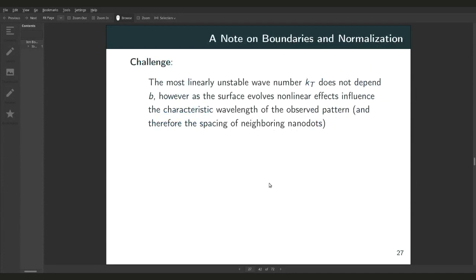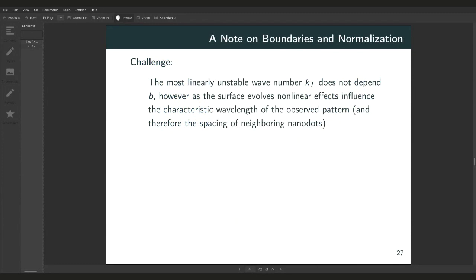Okay. I didn't spend a whole lot of time digging into the model, but one of the challenges is that as we vary parameters, in particular the parameter B, the most linearly unstable wave number, K sub t, doesn't depend on B.